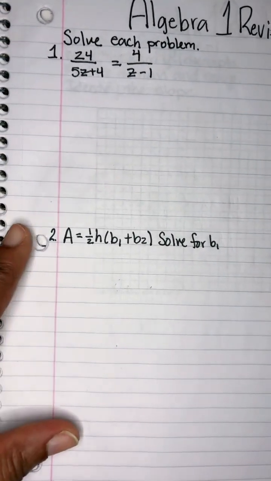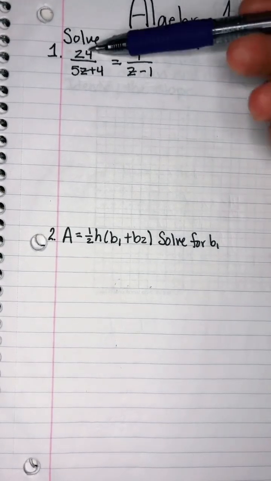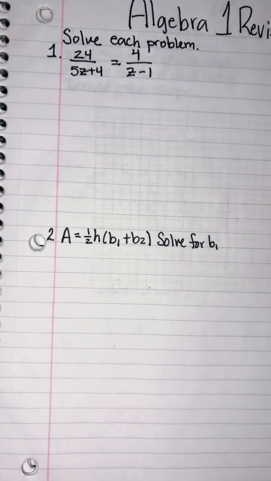All right, so let's jump in to a more difficult proportion type of problem. We're still going to cross multiply, okay?